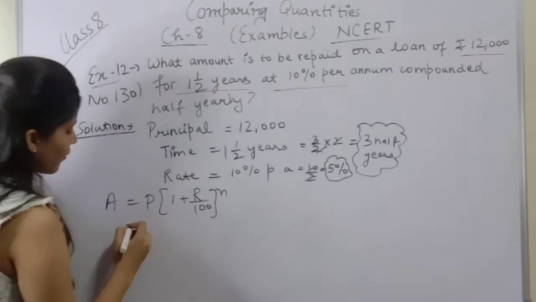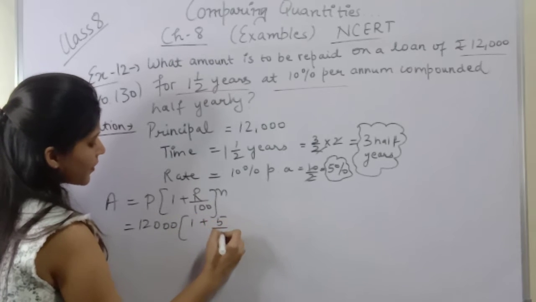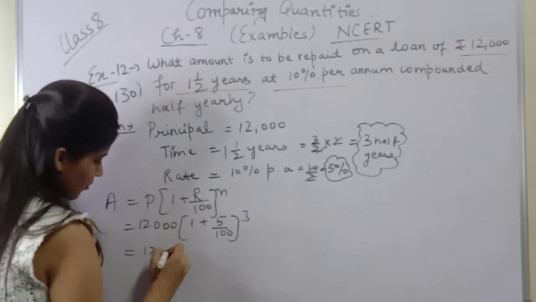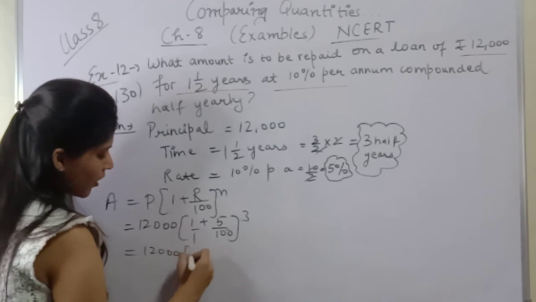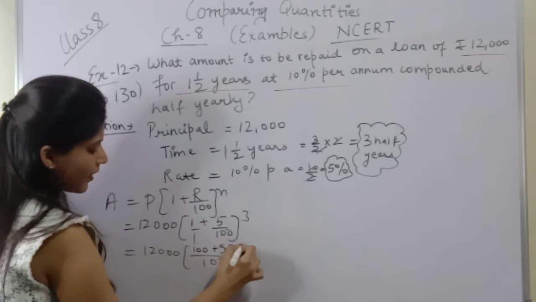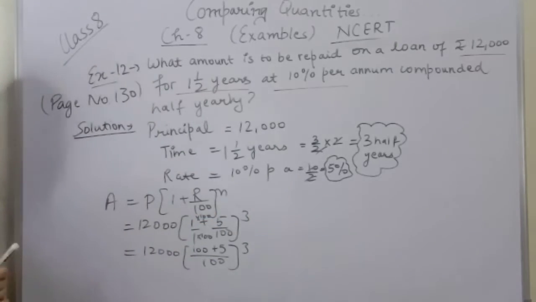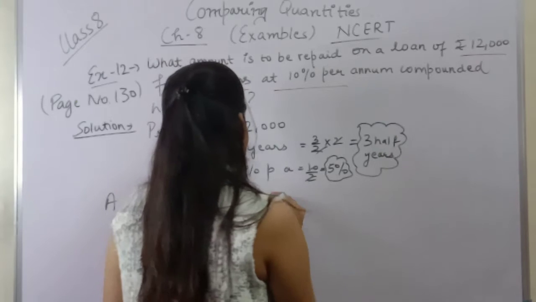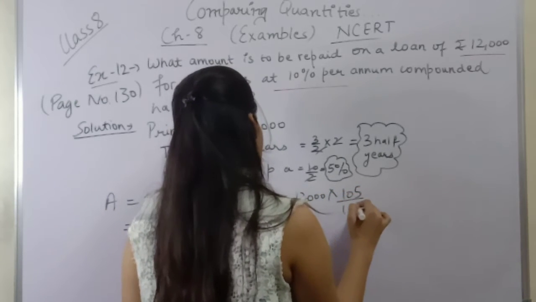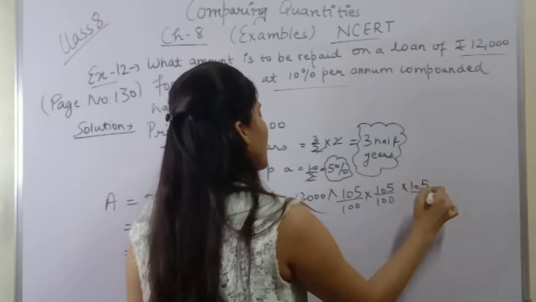Now for the amount, we know that the principal is 12,000. The 1 stays as it is, the rate is 5% and the time is 3 half years. So this is 12,000. We can write 1 upon 1, so this will be upon 100, so this will be 100 plus 5. How? Because this will be into 100 into 100. Right? So you get 100 plus 5. That is, amount equals 12,000 into 105 upon 100 into 105 upon 100 into 105 upon 100.